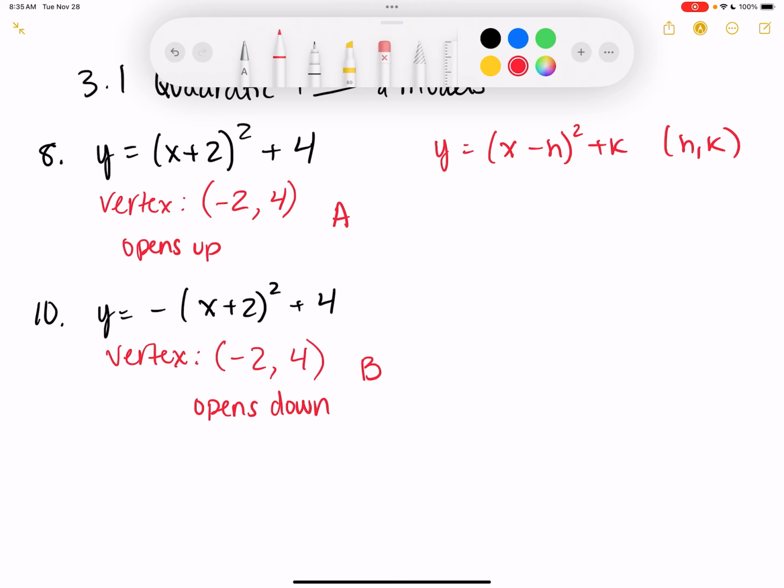What page is this on? Huh? What page is this on? Oh, 312.